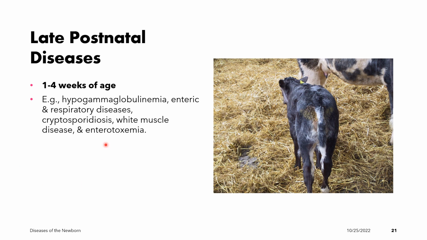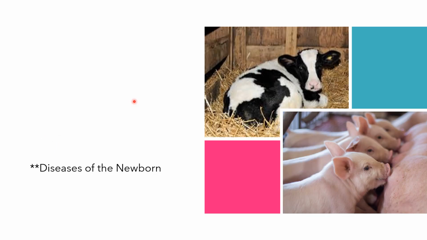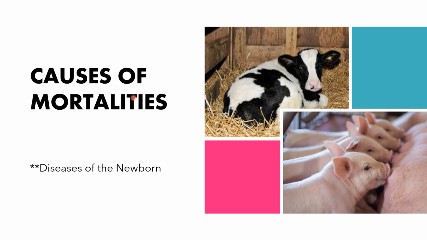We also have enterotoxemia, also known as overeating or pulpy kidney disease, a condition caused by Clostridium perfringens type D. So these are some of the diseases that can occur in newborn animals at 1 to 4 weeks of age. The slides to follow will enumerate the different causes of mortalities in livestock animal species.